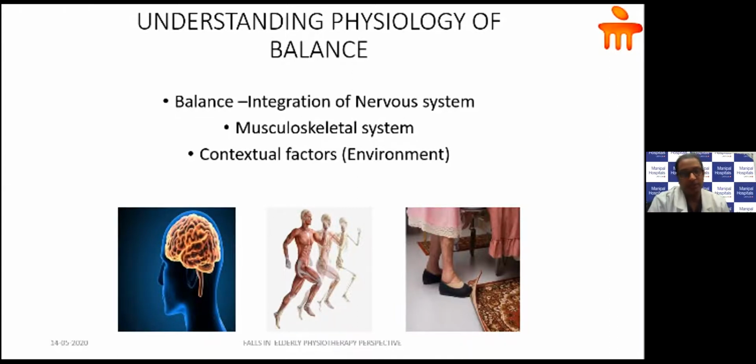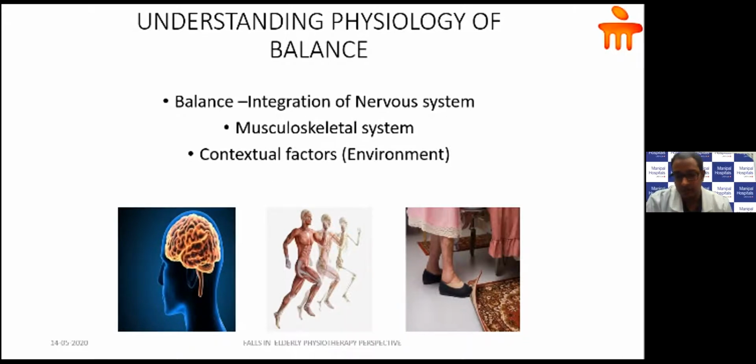And the contextual factor is the environmental factor. Even if the musculoskeletal system and nervous system are very integral and working properly, the environment itself can create a lot of imbalance. For example, if there is improper lighting, or clutter in the space, even that can contribute to a fall in an individual. So that can cause imbalance in an individual. So understanding this is very important.